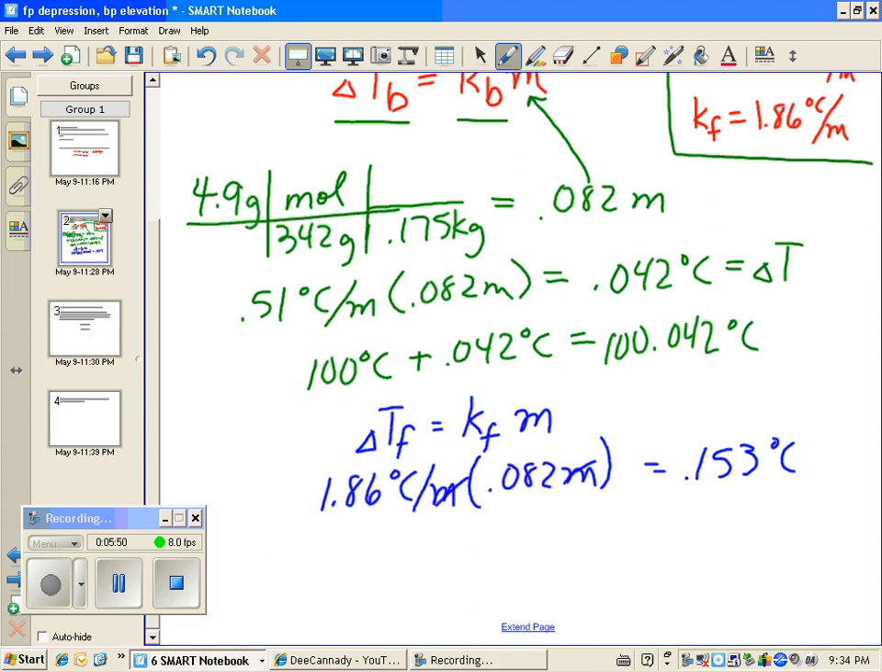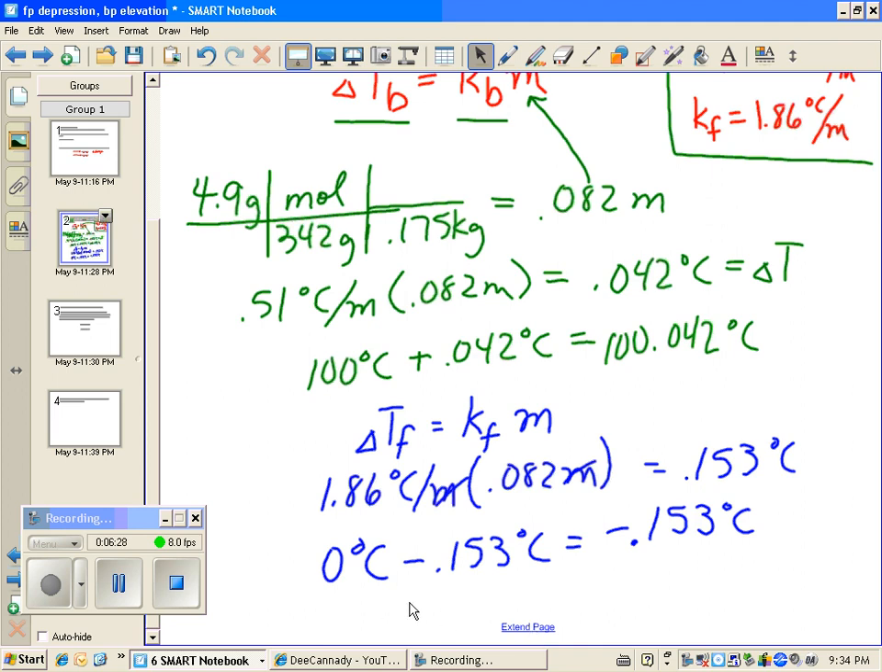And since it's freezing point depression, that means it's going to go down by that much. So I'm going to say 0 degrees Celsius, which is the normal freezing point of water, minus 0.153 degrees Celsius. And so my answer is a negative 0.153 degrees Celsius. So here I was able to calculate the boiling point change, the final boiling point after it was elevated, the freezing point change, and the freezing point after it was depressed.